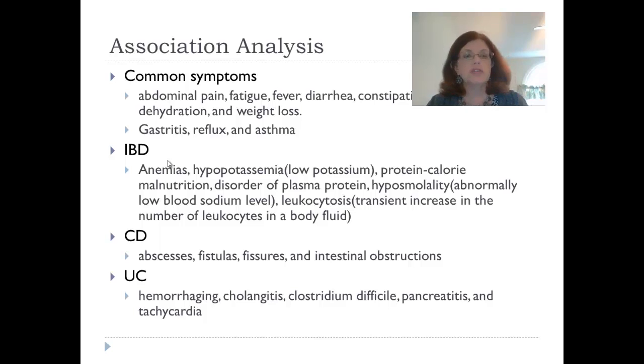So let's look at how you differentiate between Crohn's disease and ulcerative colitis. Now, they have, beginning to level, the common symptoms, they have the IBD symptoms, but with Crohn's disease, we also see abscesses, fistulas, fissures, and intestinal obstructions. And with UC, we see the common symptoms, the IBD symptoms, and hemorrhaging, the cholangitis, the C. diff, pancreatitis, and tachycardia.